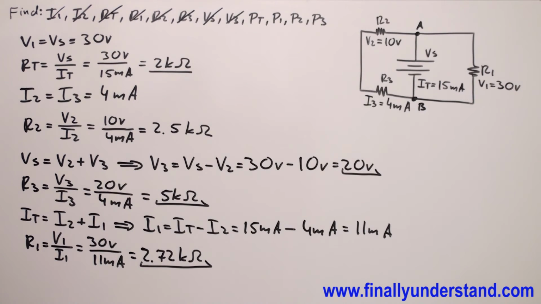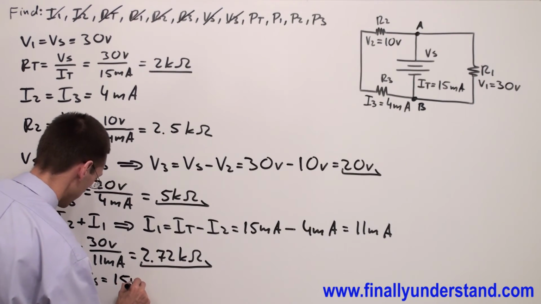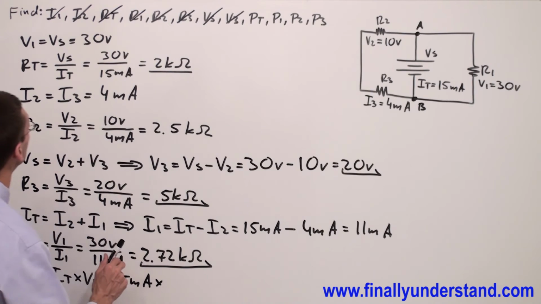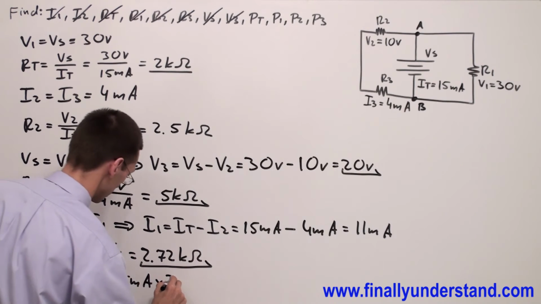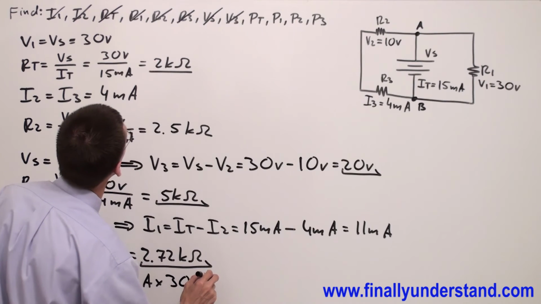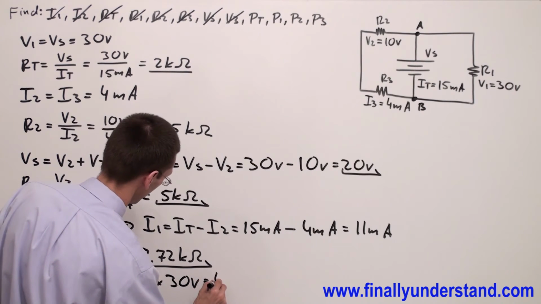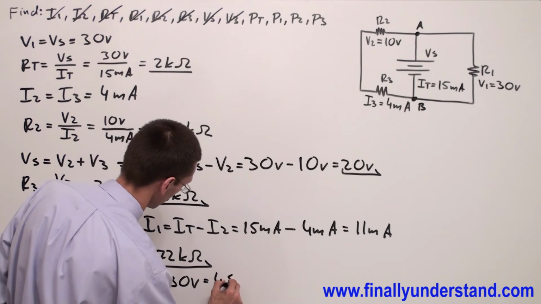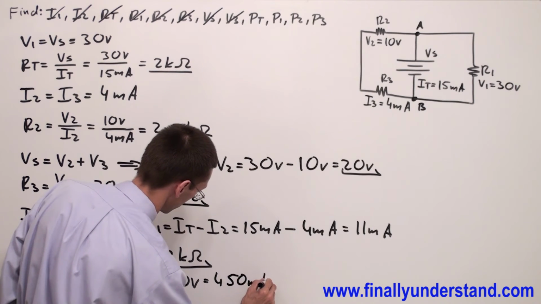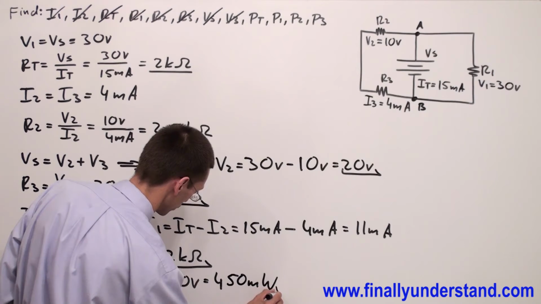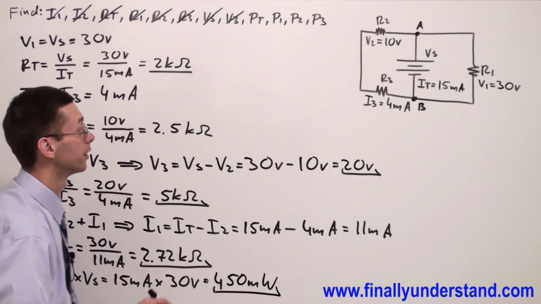Next, we can find the total power. P total is equal to I total times the voltage source, where I total is given as 15 milliamps times the voltage source, which is 30 volts. So the total power is equal to 450 milliwatts. Okay, so this is the total power in my circuit.